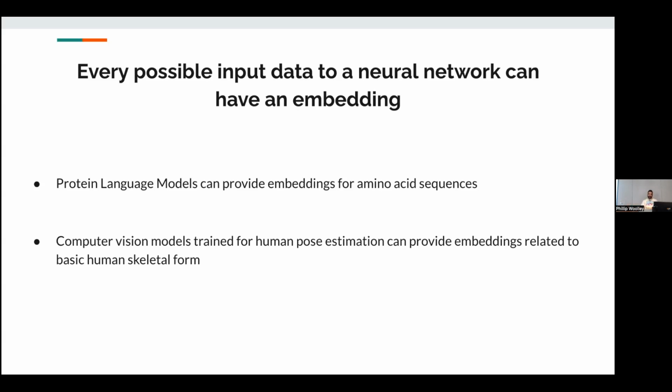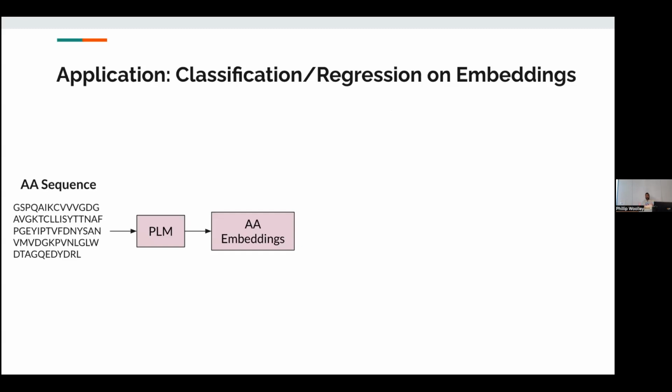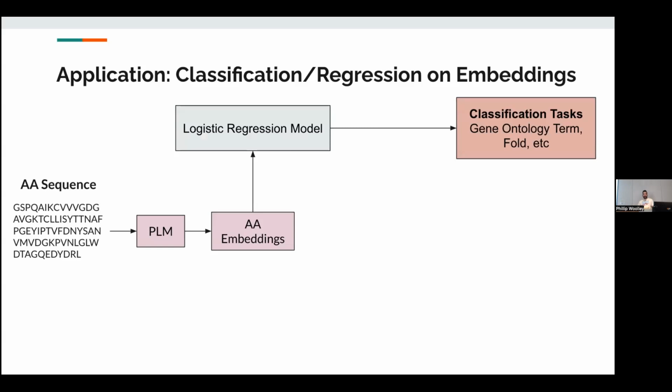So let me go into the examples. Suppose you have this data of amino acid sequences and you run them through a protein language model, and you can generate embeddings for all those amino acid sequences that you have as input. Now using these embeddings, you can perform either classification or regression. If you want to do classification, you can take these amino acid sequences, generate embeddings, and then run those embeddings through a simple logistic regression model.